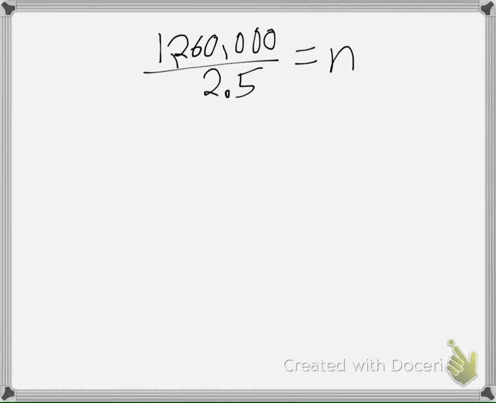Look at the wording of the problem. It says Tiger Woods won $1,260,000 for his first place win of the Masters tournament in 2005. This was about 2.5 times what he received in 2007.